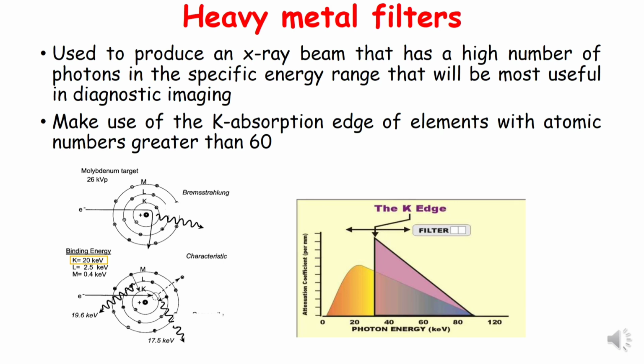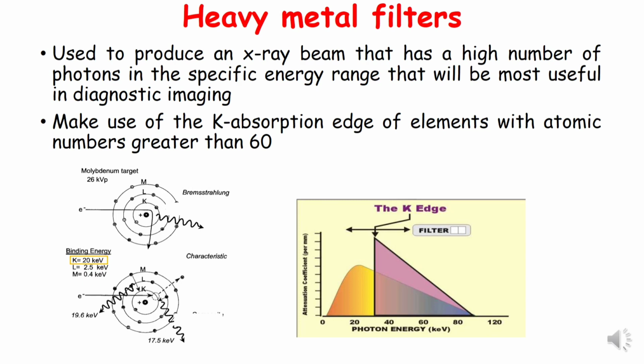So we have learned about filtration. Now we'll see about heavy metal filters that are used in mammographic equipment. Heavy metal filters are also known as K-edge filters as they make use of the K-absorption edge of elements, that is, the sudden increase in X-ray absorption that occurs when the energy of the X-ray is just above the binding energy of the innermost K shell. So these filters are used to produce an X-ray beam that has a high number of photons in a specific energy range that will be most useful for diagnostic mammography.